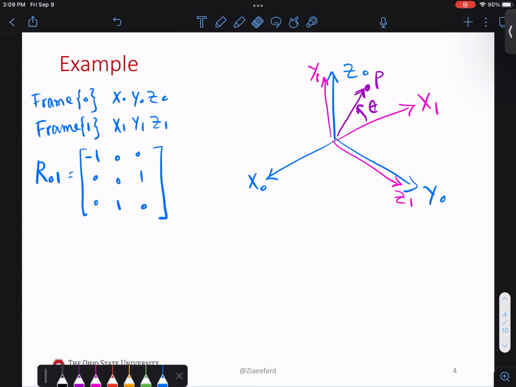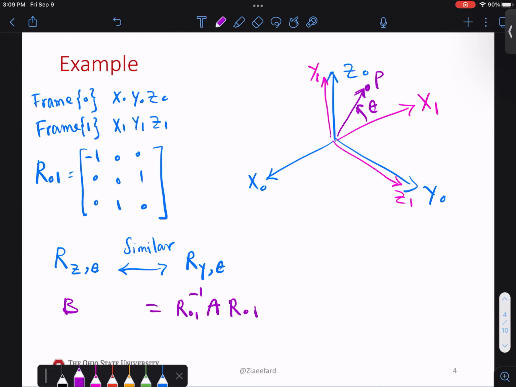Now to find the rotation of P, we know that rotation around the z-axis for theta degrees, right? So if you're rotating it about the z-axis for theta, it is going to be similar to rotation about the y-axis and theta. If you remember, we said B and A. So if A was the rotation that you had, you sandwich it between R01 inverse and R01, and it gives you B. So it gives you the rotation in the new frame.